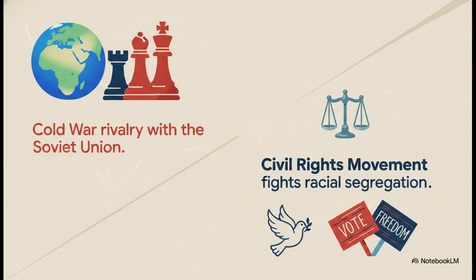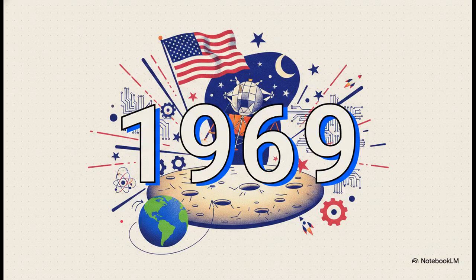Leaders like Martin Luther King Jr. were fighting tirelessly against racial segregation, pushing the country to actually live up to those founding promises of equality. And amidst all this global tension and domestic struggle, the U.S. achieved something truly spectacular. In 1969, American astronauts landed on the moon. It was just a brilliant illustration of technological triumph and, obviously, a major symbolic victory during the Cold War space race.